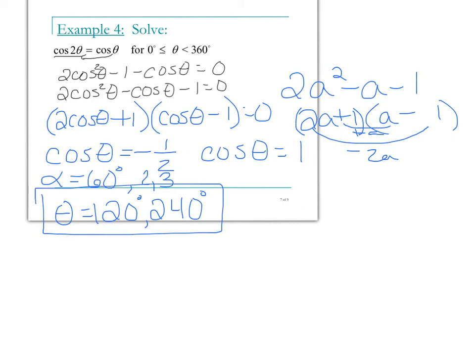And then here, where is cosine equal to 1? Well, that happens when theta is 0 degrees. I know you think it's 360, but if you go back and look up here, it's just less than 360. It's not less than or equal to, so you don't include the 360.